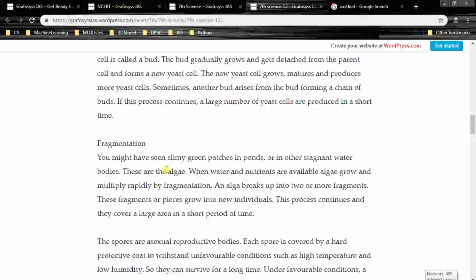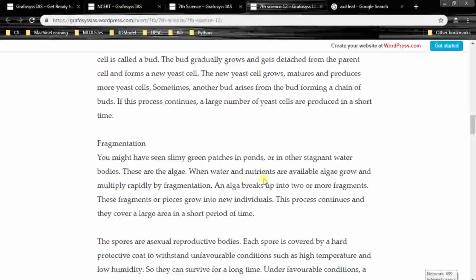Fragmentation. You might have seen slimy green patches in ponds or in other stagnant water bodies. These are the algae. So we have read about algae. Algae are used in producing medicines and all. Algae are used as food supplements also.